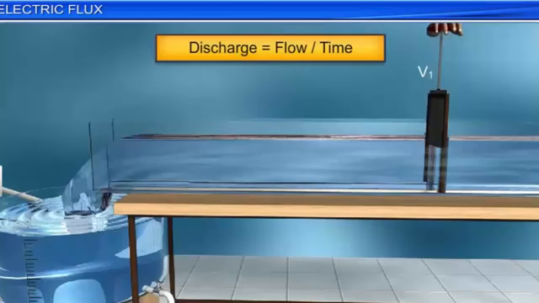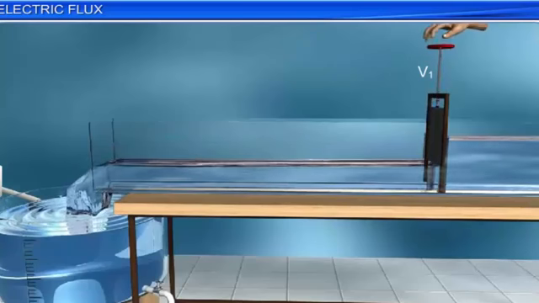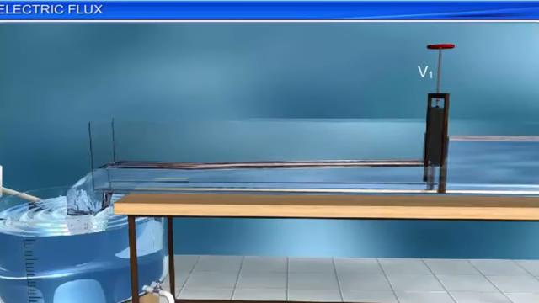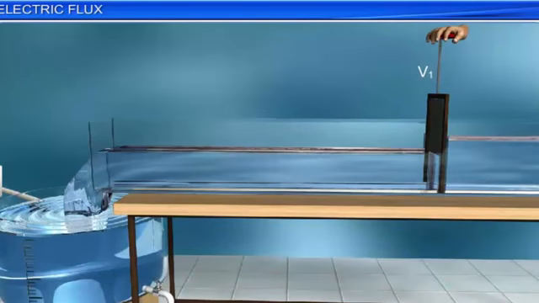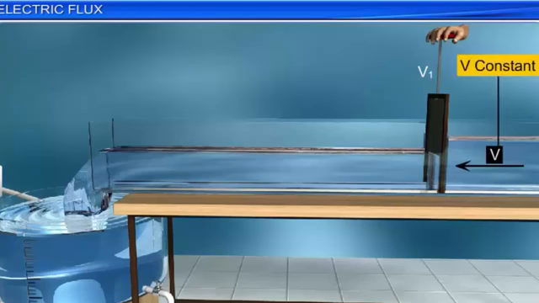The discharge, which is the quantity of water flowing per unit time, is given by the product of the velocity and area of cross-section of the opening of the regulating valve. To regulate the discharge, we increase the open area of the regulating valve V1, assuming that the velocity of flow of water upstream remains constant.